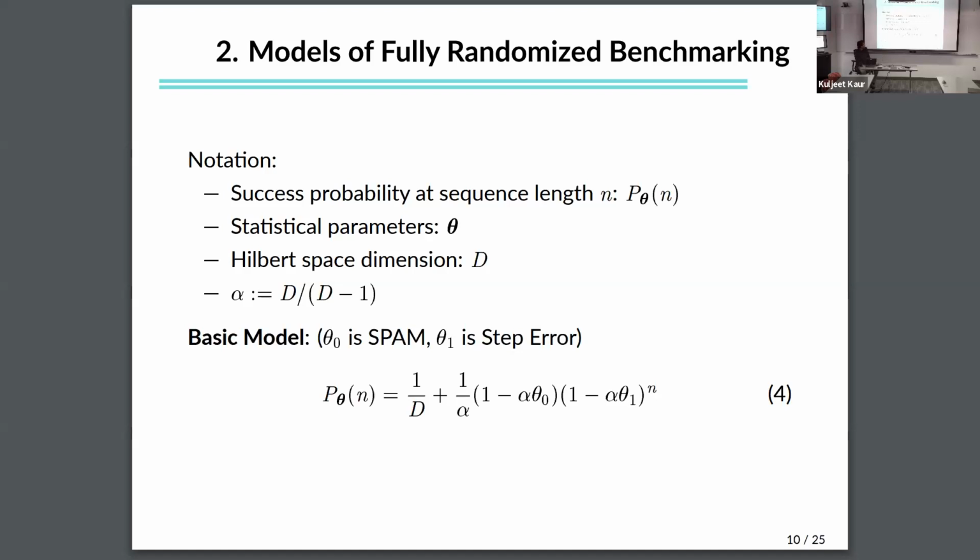And then in terms of some other constants, this is the basic model of randomized benchmarking, and this is the exponential decay that I was talking about. You can see that there are two parameters. One is the span parameter, theta 0, that governs state preparation and measurement. And then theta 1 is the step error. And this is exponential decay based on the step error theta 1 as a function of sequence length n, in a way that's sort of offset by the state preparation and measurement error. So this is kind of the basic model of randomized benchmarking that everyone uses. And it's really just a single exponential decay.